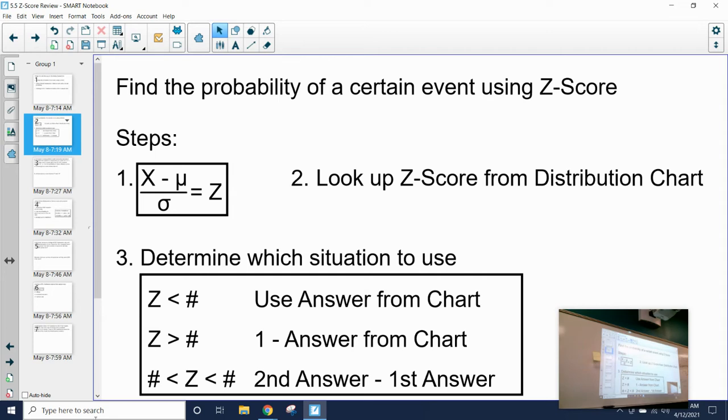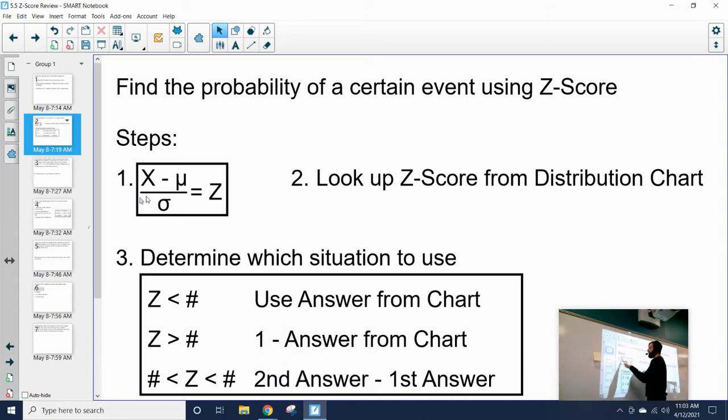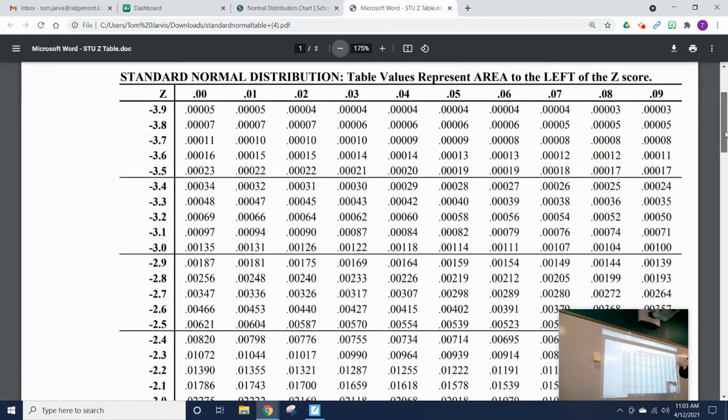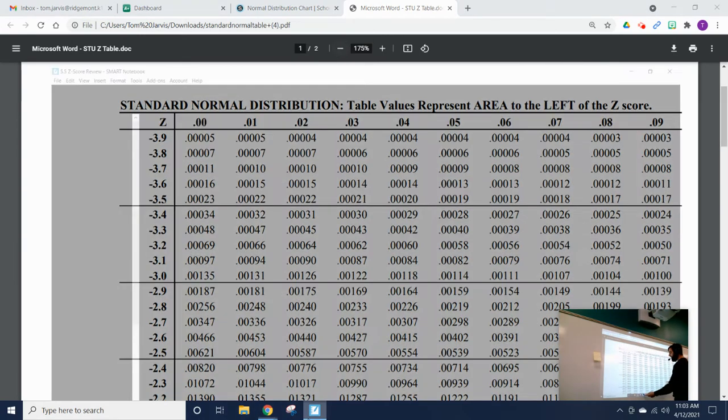So we had three kind of steps in this. Step number one was to use the formula to turn that piece into the Z-score. This is the second part of your review. So you take the x, the number given to you, minus the mu, which was your average, your mean, divided by the standard deviation, and that gave you your Z-score. You then looked up that Z-score on your normal distribution chart, which is this big chart that we're pretty familiar with at this point, which is the very first thing you're doing on your review.